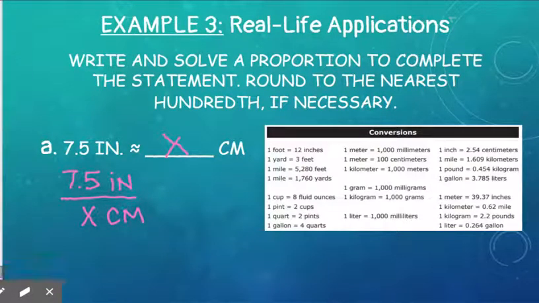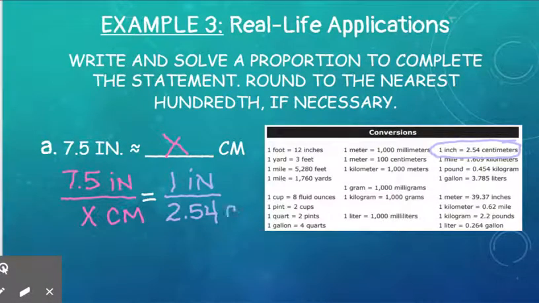And then the next ratio that I need in order to make it a proportion is by looking for a conversion factor, which is where we bring in the table, which is why I've made a copy of it on this slide, and it's also on your notes. So we need to find the inches to centimeters conversion. And that one is right here. 1 inch equals 2.54 centimeters. So I can also write that as a proportion, or I'm sorry, as a ratio. So 1 inch is equal to 2.54 centimeters.